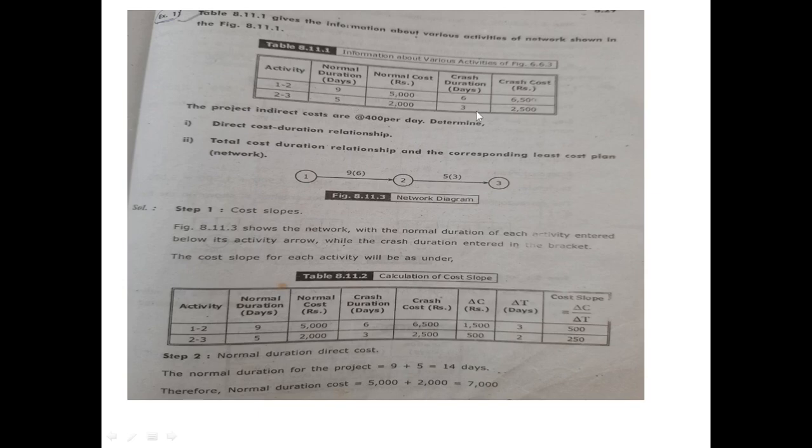Crash duration 6 and 3. Crash cost 6,500 and 2,500. Project indirect costs are 400 rupees per day. We determine the direct cost duration relationship, the total cost duration relationship, and the corresponding least cost plan network.